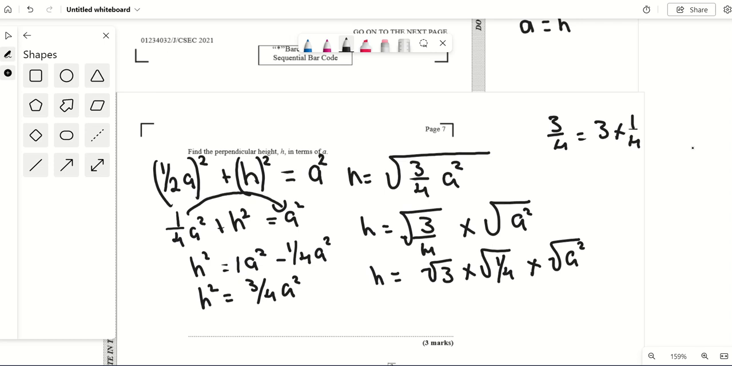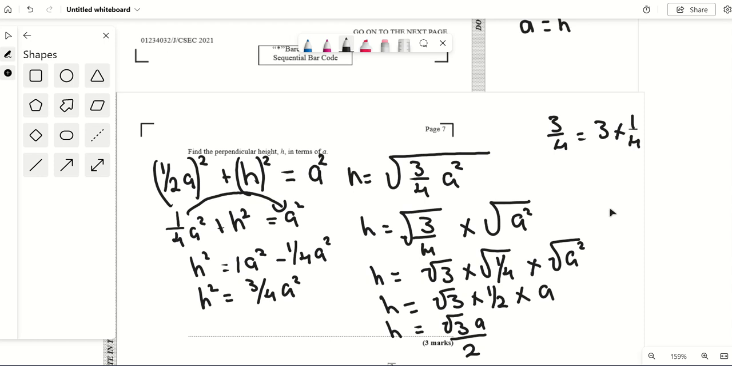Now let's find the square root. We can't find the square root of 3 because we'll get remainders. So we'll leave this as square root of 3. The square root of a quarter is what multiplied by what would give you a quarter? A half. A half multiplied by a half is a quarter. So this would be multiplied by half, multiplied by the square root of A squared, which is A. So now we get H is equal to the square root of 3 A all over 2.